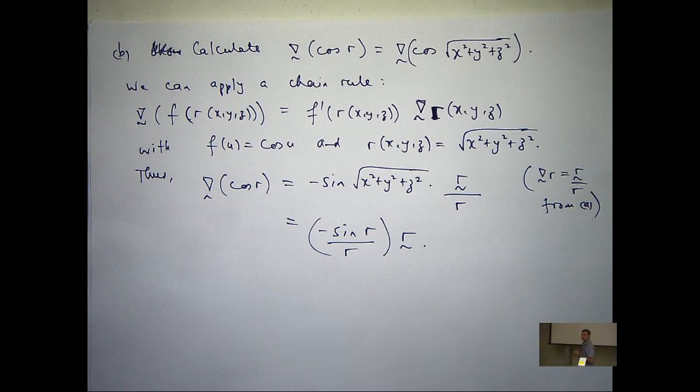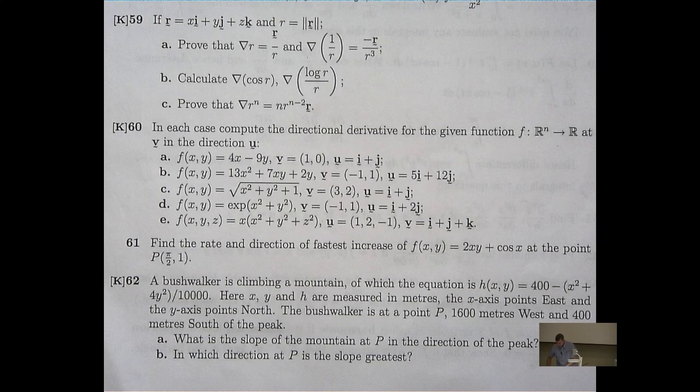Okay, so I'll leave part C for you guys to do. Let's have a look at directional derivative. So we're going to look at question 6 now. We've got a whole list of functions and a whole list of vectors. And I guess these v's are vectors here, but technically they're supposed to be points. Compute the directional derivative for the given function at the point associated with this vector in the direction of u.